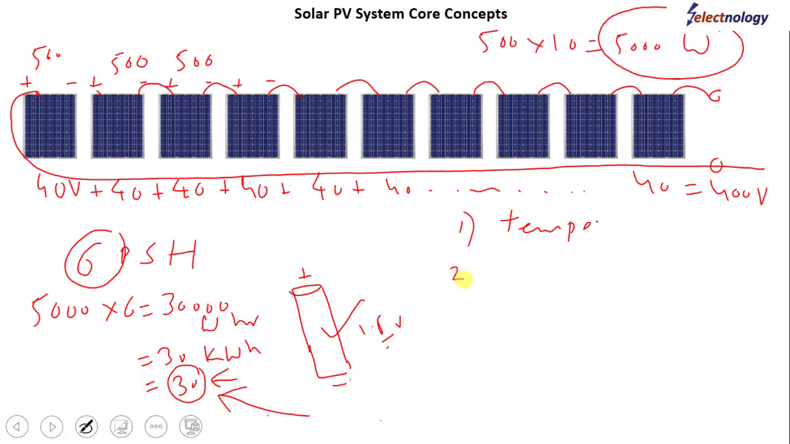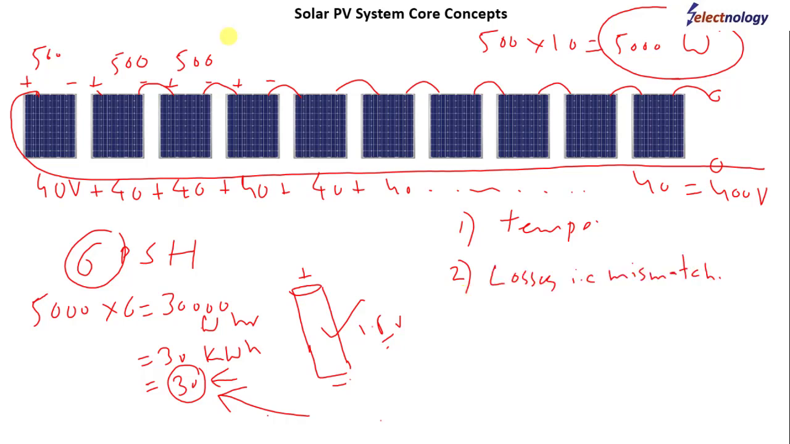And the second factor, there are a couple of other losses like mismatch loss. Mismatch losses are those losses in which there may be differences between the PV modules at the minute levels, and those minute levels we shall see in the coming slides, that they also contribute to the losses, and the ultimate power is not what we have calculated ideally here.